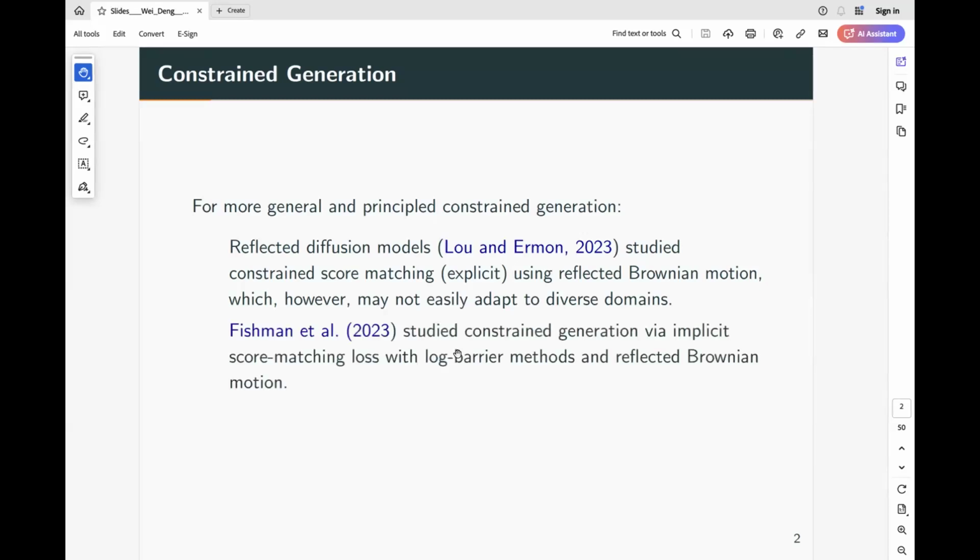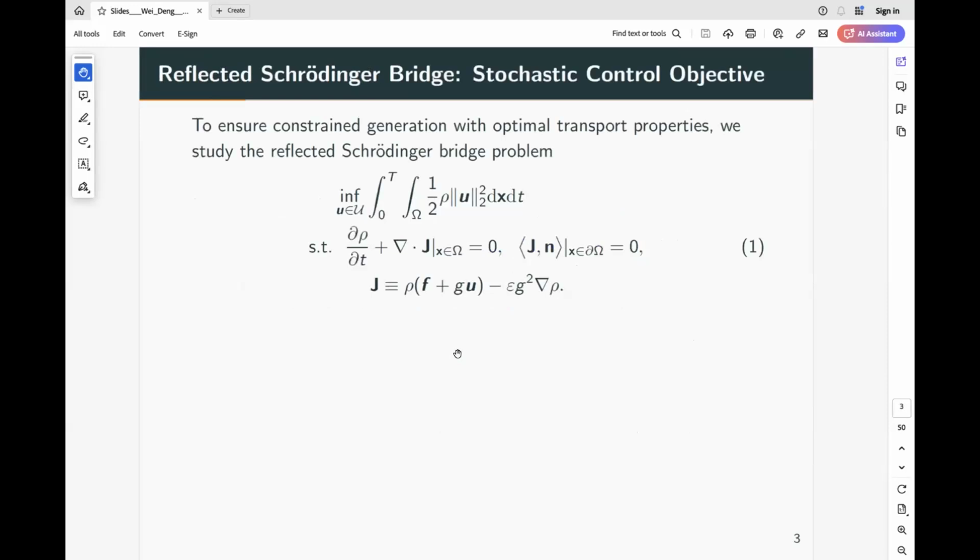For the second branch of methods, Fishman studied constrained generation with an explicit score matching training loss using the log barrier method and the reflected Brownian motion. However, the existing methods still do not provide optimal transport guarantees. To fill that gap, we consider the reflected Schrödinger bridge problem, and we first studied the stochastic optimal control formulation. Basically, we try to minimize a control cost under the constraint of a continuity equation, or a transport equation, with some boundary assumptions.